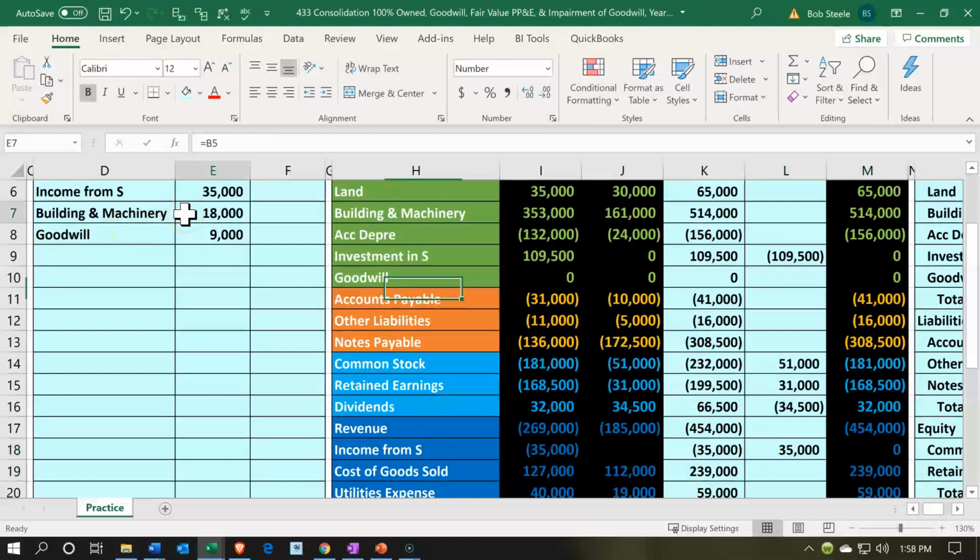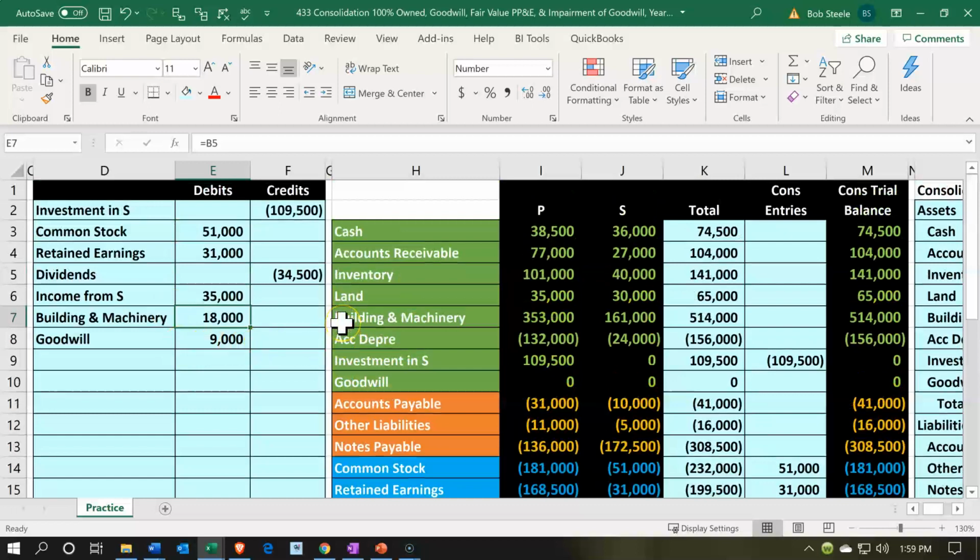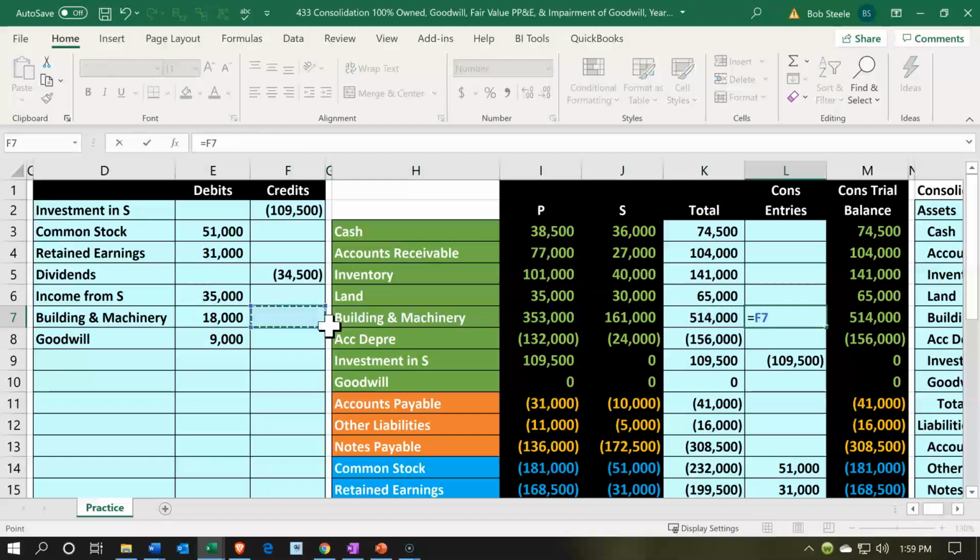And then we have to increase the amount of the building, because the building at the point of purchase was higher on a fair value, and when we consolidate them, we're representing it like a purchase took place, so we need to increase the building to fair value. So I'm going to go over and say, all right, the building needs to go up by the 18,000.